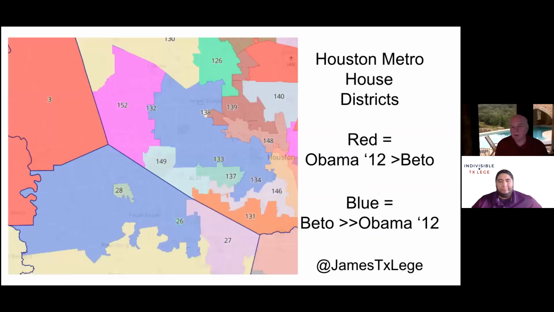This is the Houston metro area, kind of southwest Houston. There were, I believe, 6 districts, the 26th and 28th in Fort Bend County, as well as 4 more districts in western Houston and western Harris County that were over 25% gains for Beto over Obama. So the 132, 133, 134, 138, those are all districts that trended toward Beto.